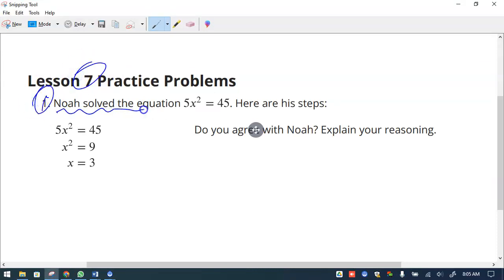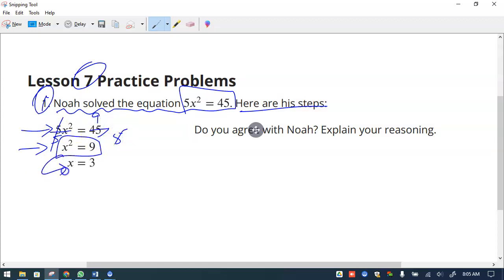One student solved the equation 5x squared equals 45, and these are the steps shown. So this is what is given. In the next step, he divided by 5. And this 5 crosses out, and 5 divides 45 nine times. Okay, he gets this correct. And then he says x is 3.